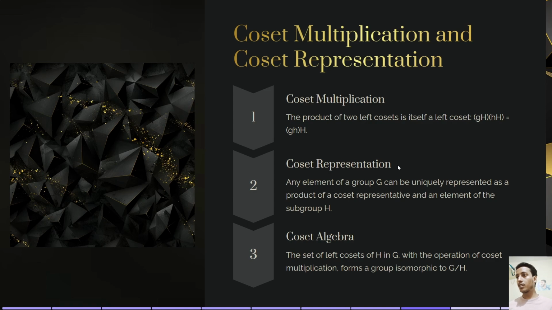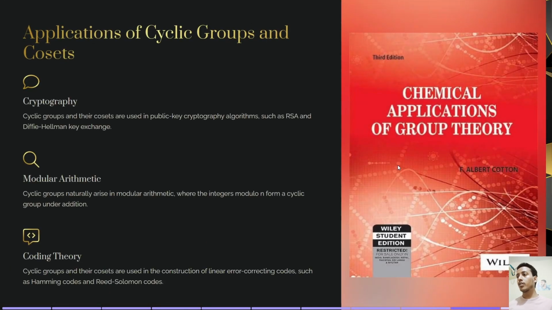Now we will move to the applications of cyclic groups and cosets. First one is cryptography. Cyclic groups and their cosets are used in public key cryptography algorithms such as RSA and Diffie-Hellman key exchange. Second one is modular arithmetic. Cyclic groups naturally arise in modular arithmetic, where the integers modulo n form a cyclic group under addition. And the third one is coding theory. Cyclic groups and their cosets are used in the construction of linear error correction codes such as Hamming codes and Reed-Solomon codes.